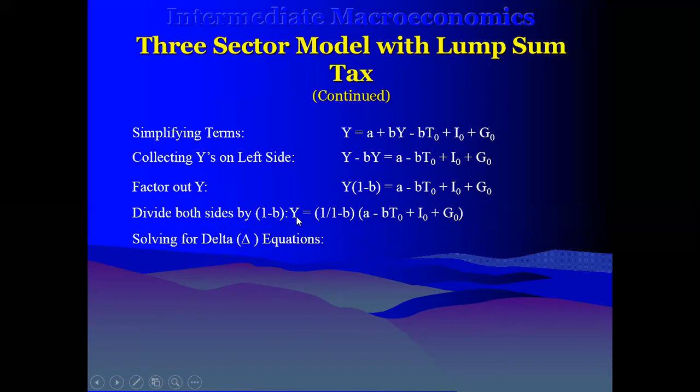All these components are independent of Y. They are all exogenous components. A doesn't depend on Y, bT0 doesn't depend on Y, and then I and G are, as we know already, exogenous. So these ones are called the autonomous expenditure. And then we come to our 1 over 1 minus b. How do we call the 1 over 1 minus b?